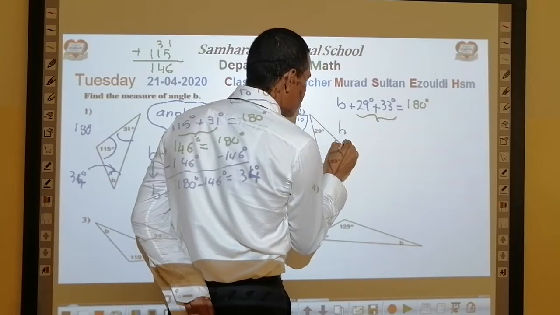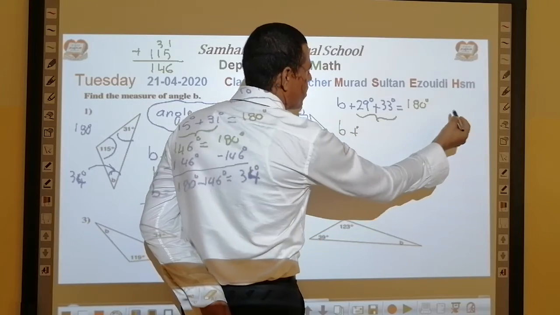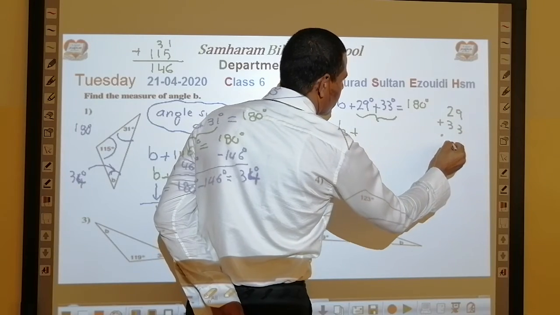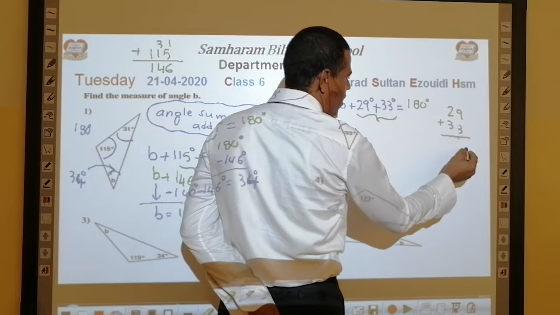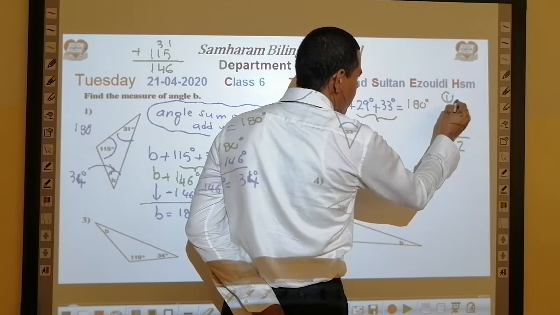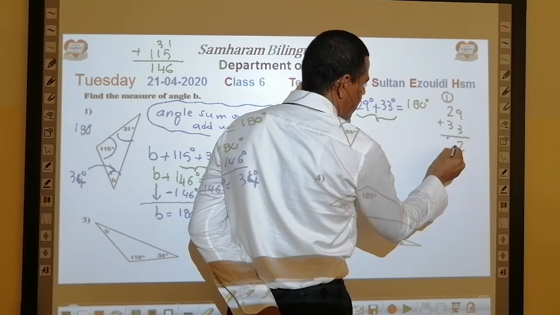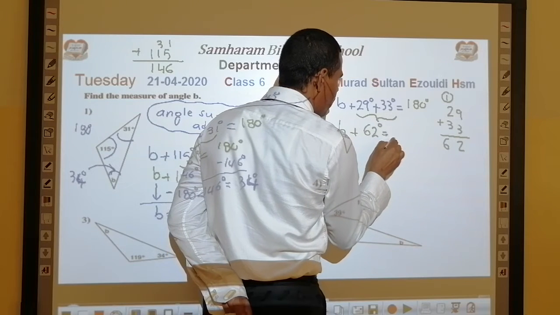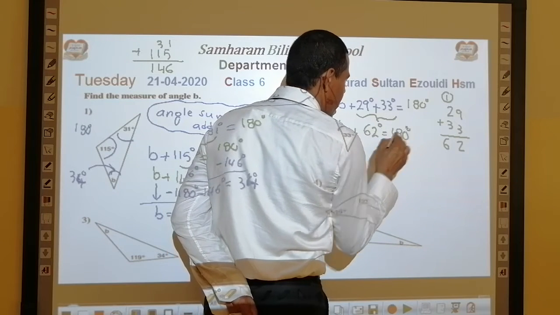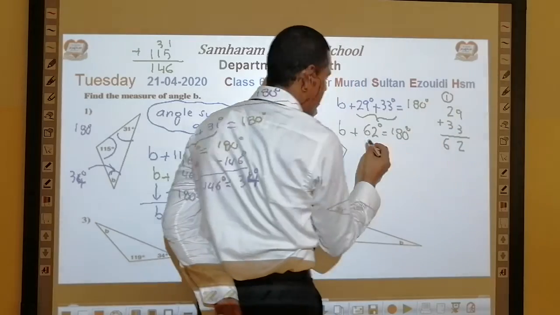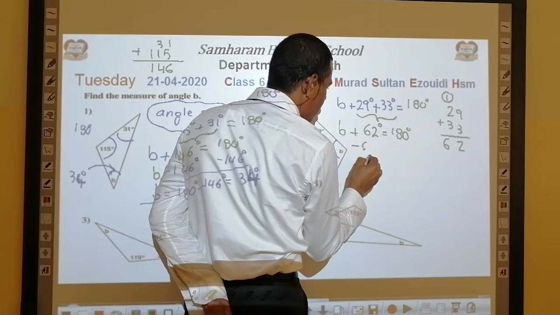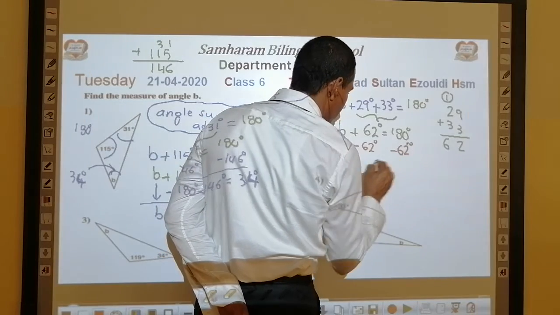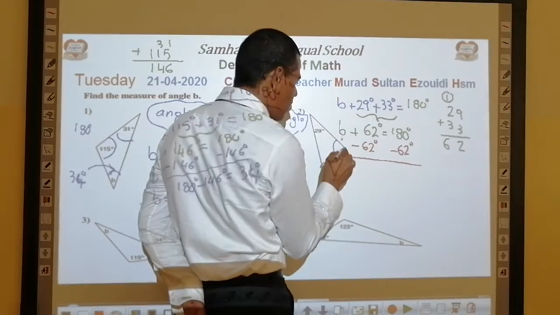I will make B plus, okay, 29 plus 33. So 3 plus 9 is 12. Okay. 3 plus 2 is 5, plus 1 is 6. So it will be 62 degrees equal 180 degrees. Then I will subtract 62 from both sides. I will minus 62 degrees, and here minus 62 degrees. Okay. This is B, I will write it here.